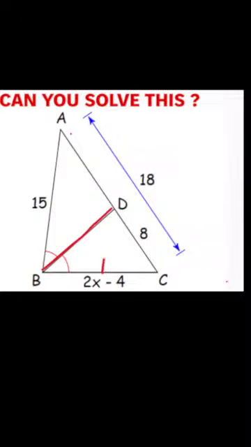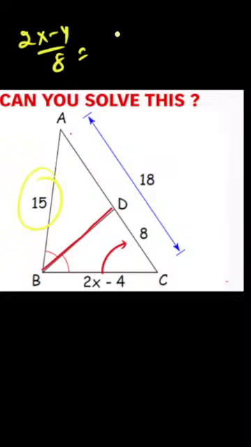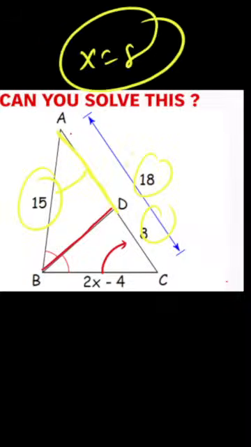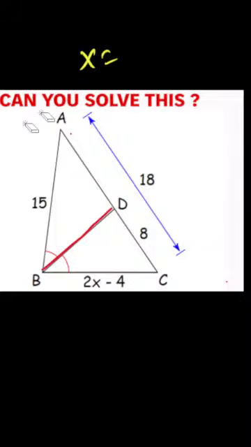So we can write that 2x minus 4 upon 8 is equal to 15 upon this length, which is AD. Now what is AD? AD is 18 minus 8, which is 10. So 15 by 10 will become 3 by 2. Now on solving this, you can solve this easily. You will be getting the value of x as 8. 8 is the right answer, guys. I hope it is clear. Sunny Suman Pravina has given the correct answer, guys.